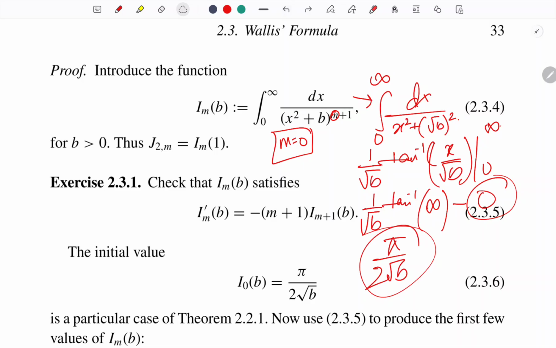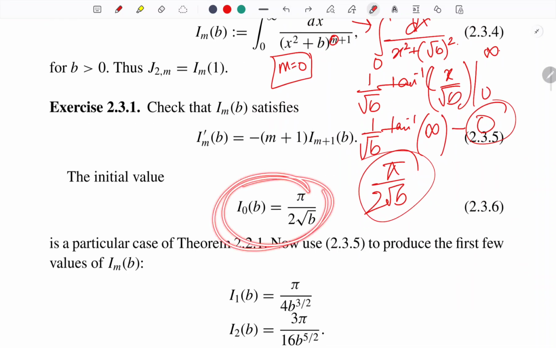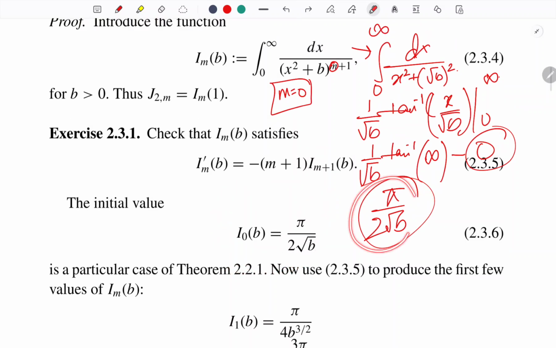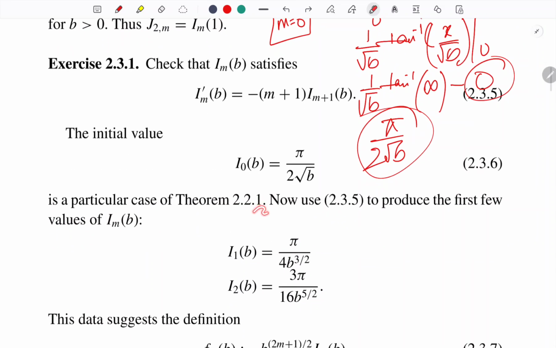Well, let me not erase it, okay? So yeah, when you just calculate this thing, you're just going to have pi over 2 root b. You can calculate this, it is very easy. It is a particular case of theorem 2.2.1. Now use 2.3.